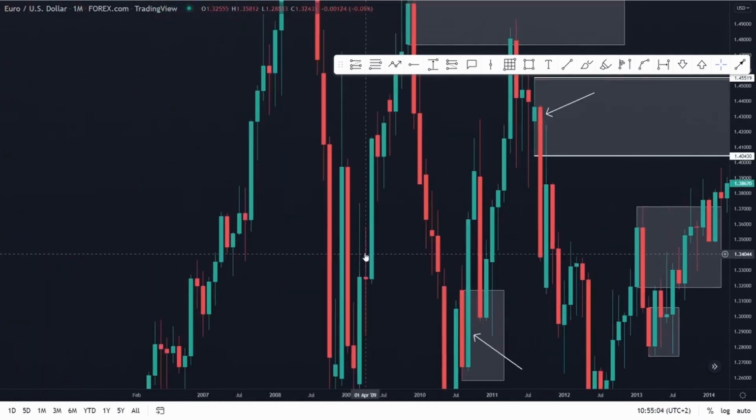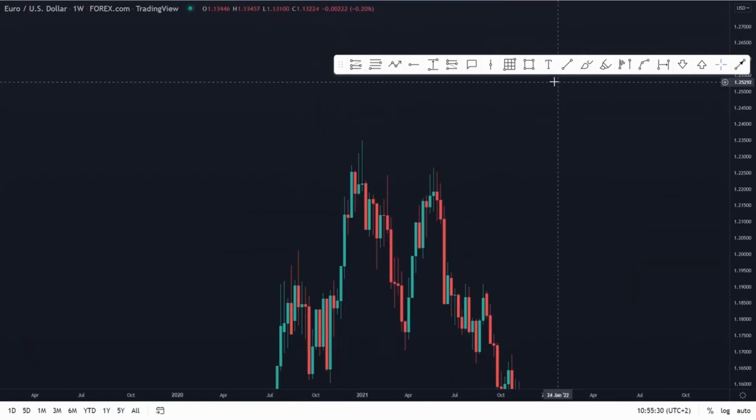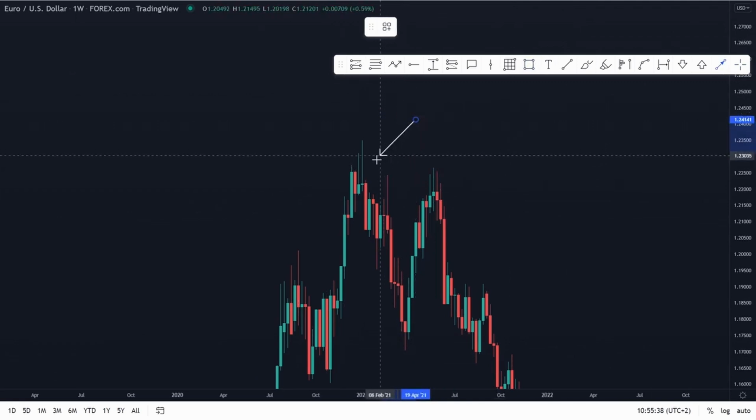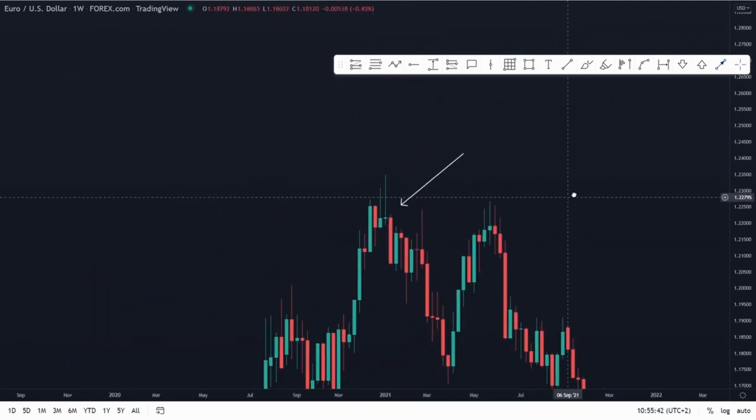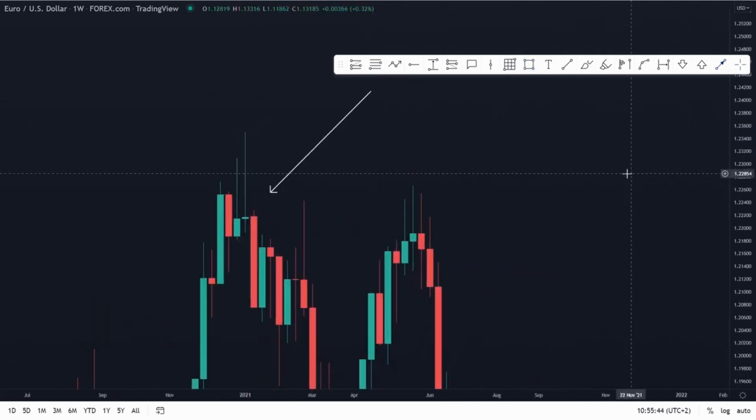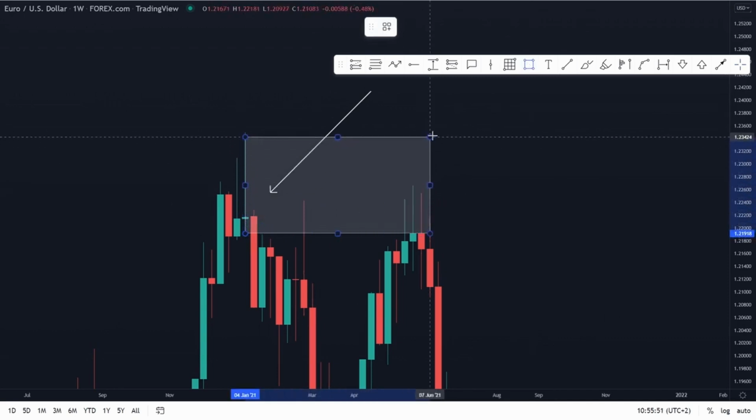So let's find another one. As we can see from here at the top, the market showed a sign that this trend is bearish. But to draw this supply zone over here, we draw it like this, from the wick to the high. When I mean the high, I mean the bearish candles, the bullish candles high here.